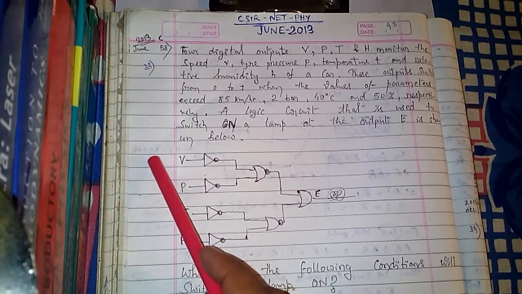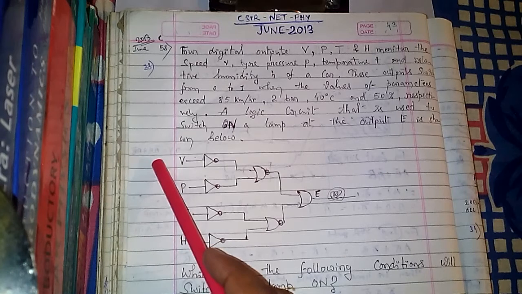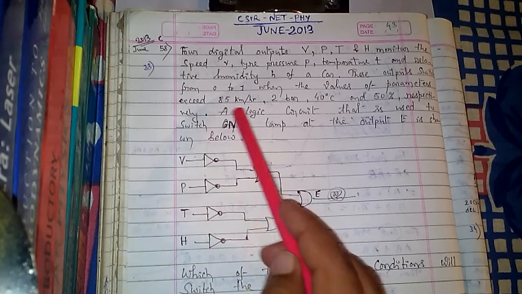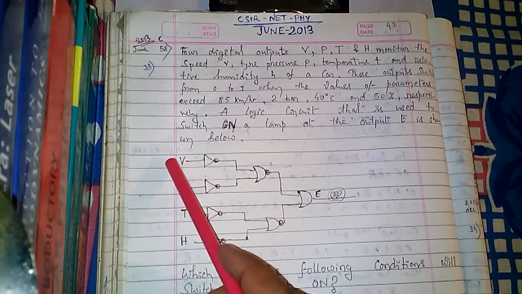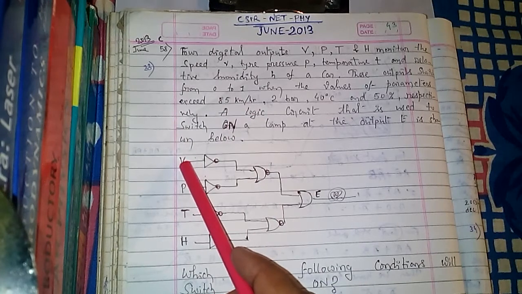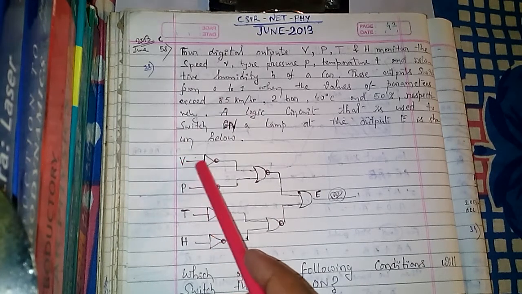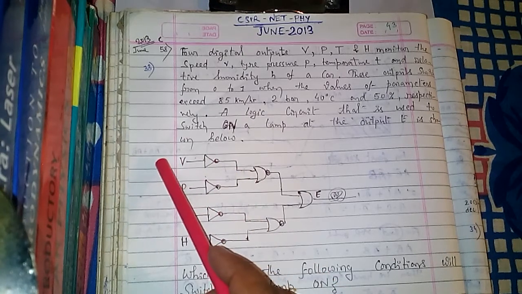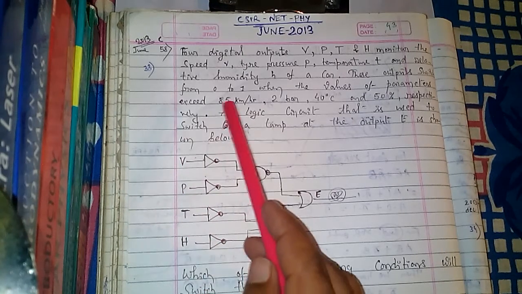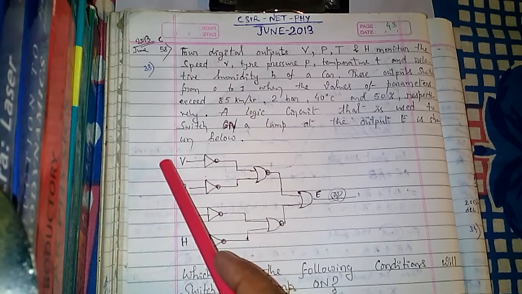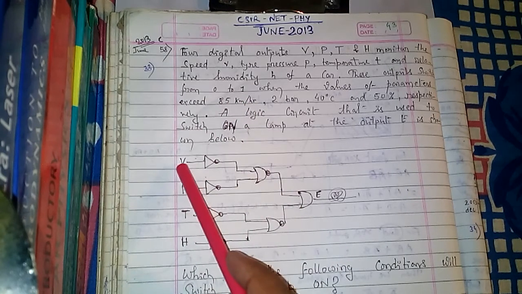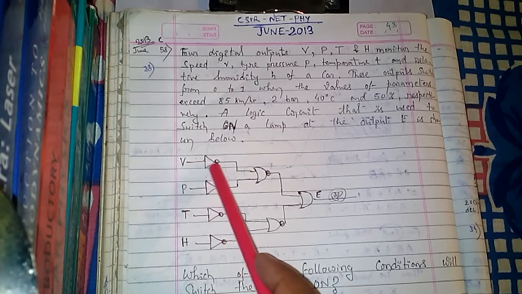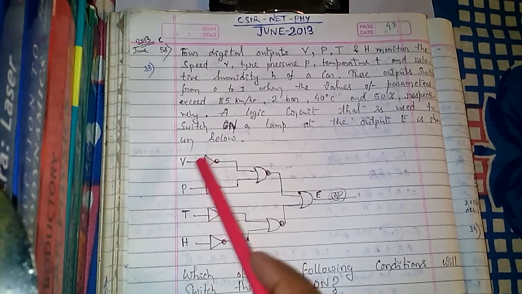Then the question says that if the velocity sensor senses the velocity of the car is more than 85 km per hour, then it will produce a high signal. That means it will give signal 1, and this 1 will go through the inverter. But if the sensor senses that the velocity is less than 85 km per hour, then it will produce a low signal. That means the value of V will be 0, and that 0 will go through this. This is how we have to think.